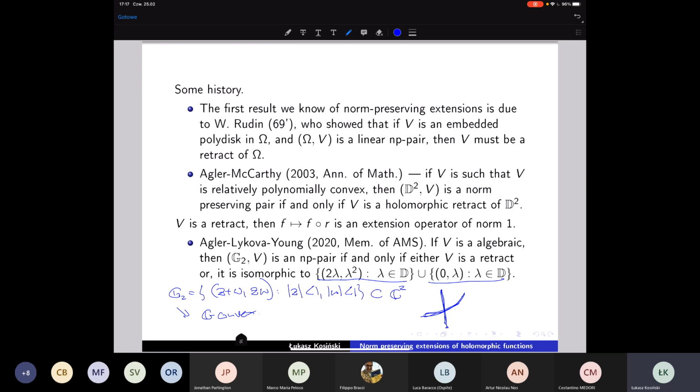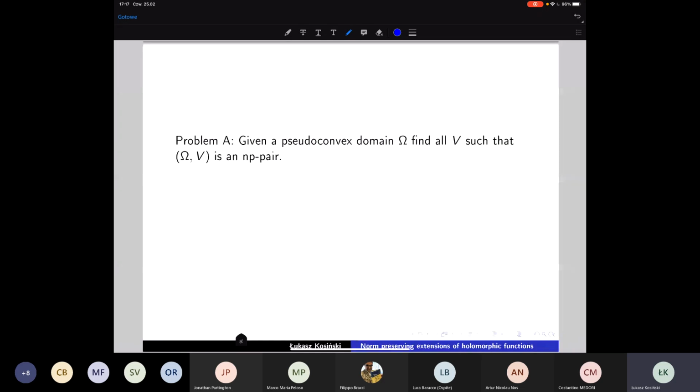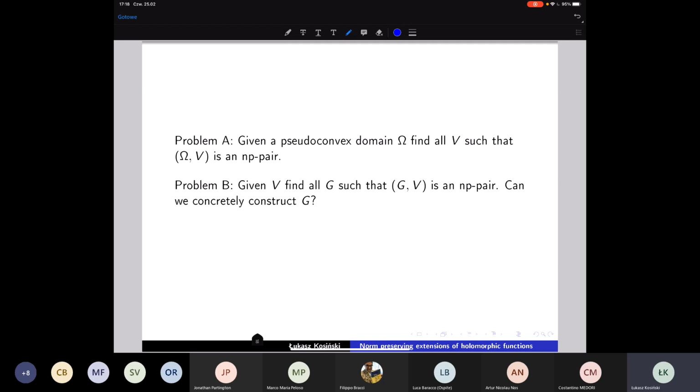Okay, and the talk is divided actually into two parts. The first one deals with the following question: given a pseudo-convex domain omega, we want to find all analytic sets V such that this pair omega and V forms an NP pair. And the second question is opposite to this, namely, given V, we want to find all G such that G, V is an NP pair. And the question is, can we concretely construct G?